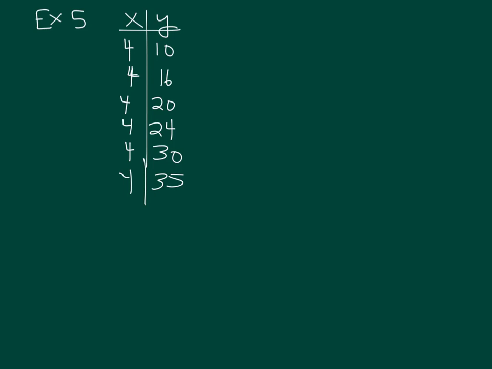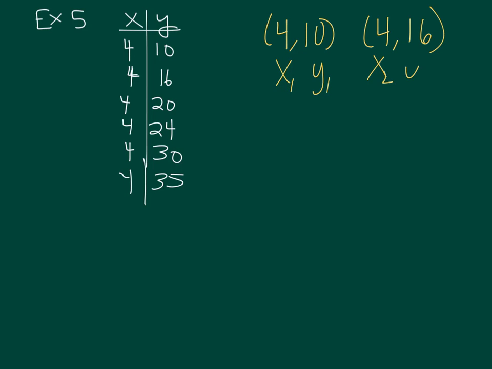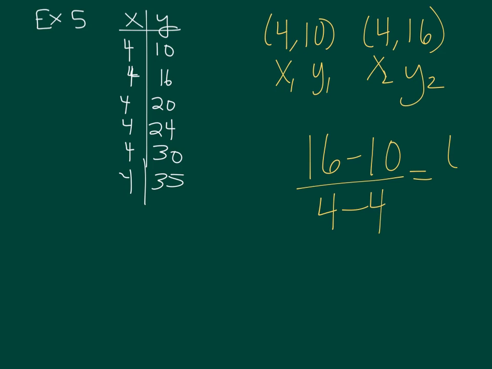All right, anytime you see a table like this, where all the x values are the same, this should trigger something, okay? This should trigger that if the x's are the same, it's a vertical line, but we can show that. So I'm going to pick 4, 10, and 4, 16 for my x1, y1, and my x2, y2. When I do that, I get 16 minus 10 over 4 minus 4, which gives me 6 over 0, which means undefined.